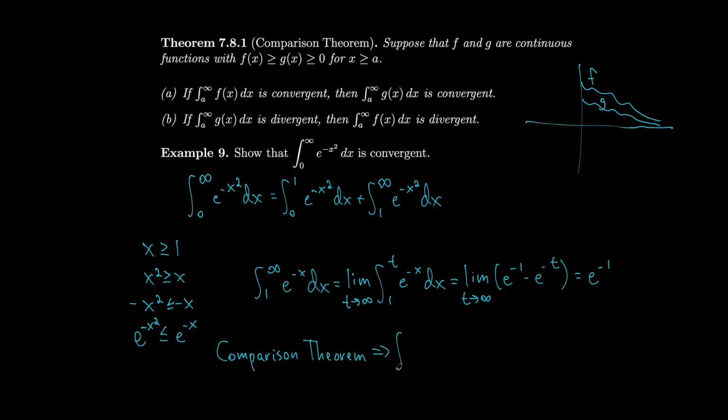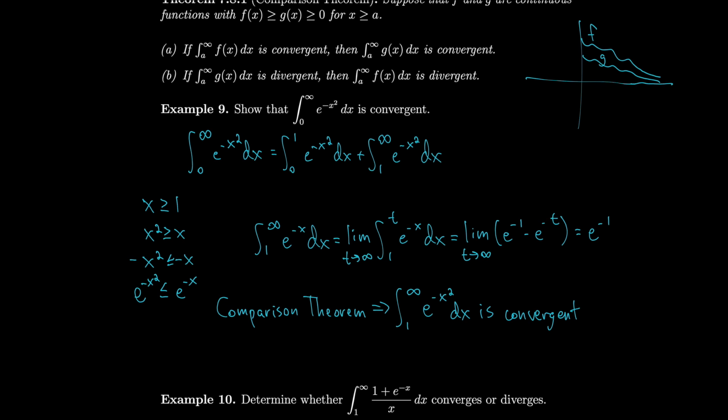So we can say that the comparison theorem implies that the integral from 1 to infinity of e to the minus x squared dx is convergent, because it's smaller than a convergent integral that we just found. The integrand is smaller. So that means that the integral from 0 to infinity must also be convergent, because the only thing missing is this convergent integral that we took off. We already know that's finite. Some finite number plus some finite number is a finite number. So this thing is also convergent.